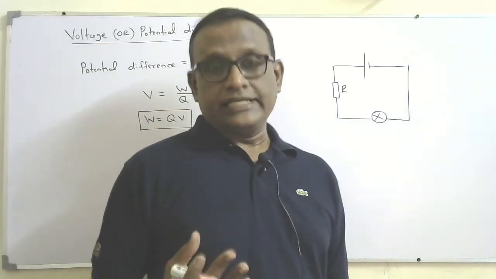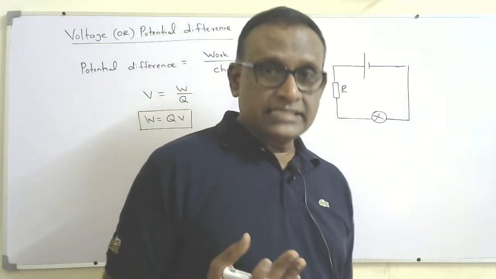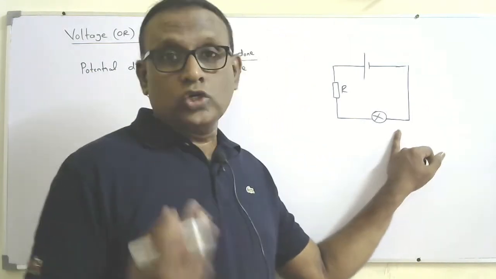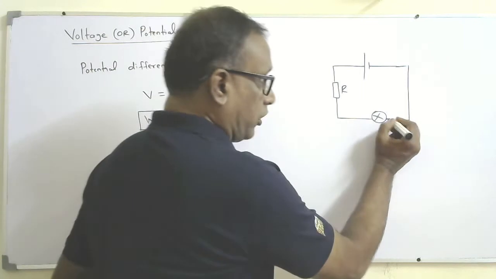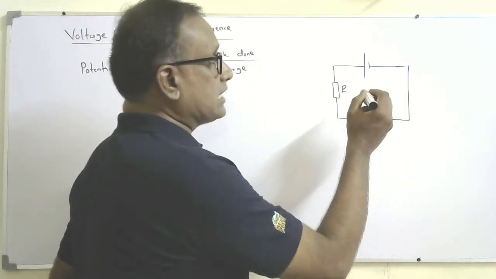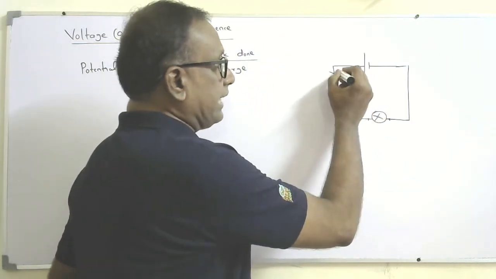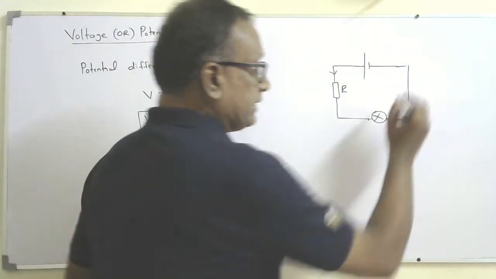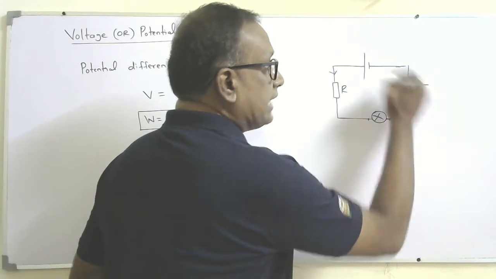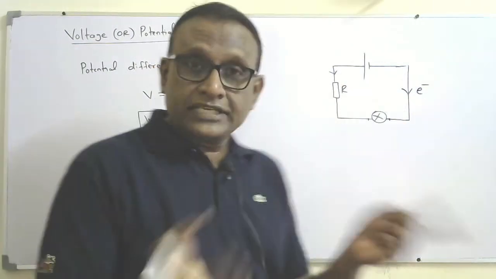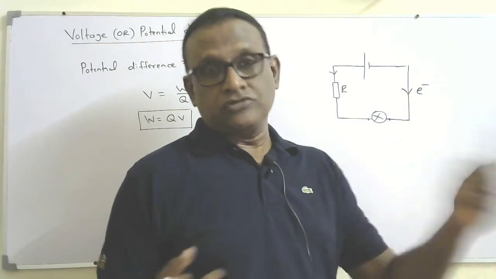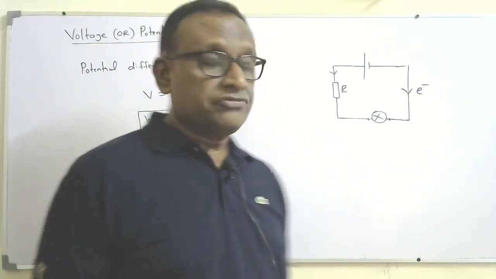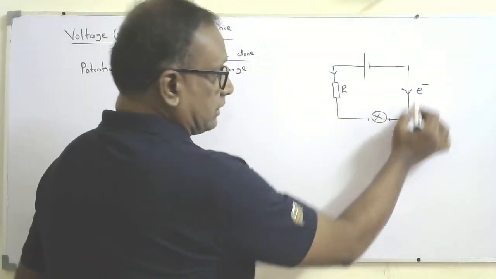So what is potential difference? Potential difference is how much work is required to move one coulomb of charge from one point to the next point. So the current is flowing this way. Electrons are flowing in the opposite way. You learned in IGCSE that electron flow and current flow are opposite to each other, right? The current flow is opposite to the direction of flow of electrons. That's the conventional direction of current flow. So the electrons are flowing from this direction.